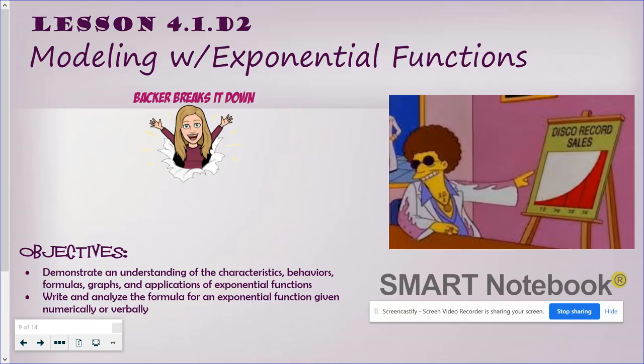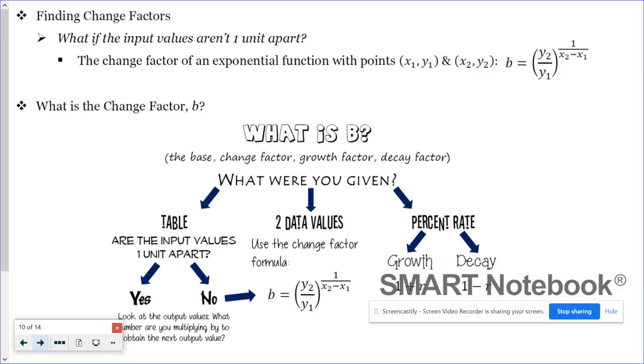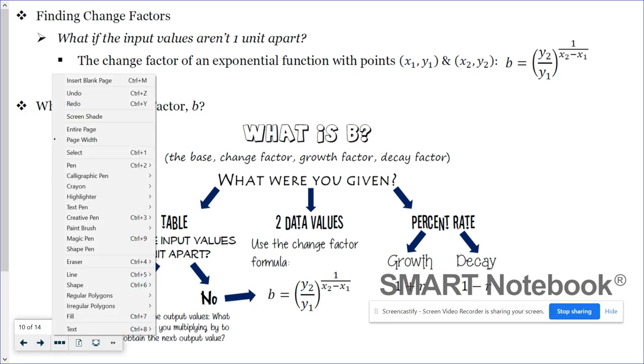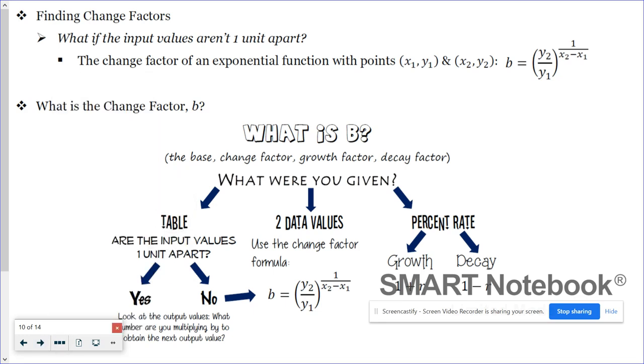This episode focuses on modeling with exponential functions. So, change factors. We know that when we go to write an exponential function formula, it looks like this: y equals a times b to the x power. Now, so far, our initial value, that a value, has been given to us. We have had to figure out what b is, and we have found b in a variety of ways.